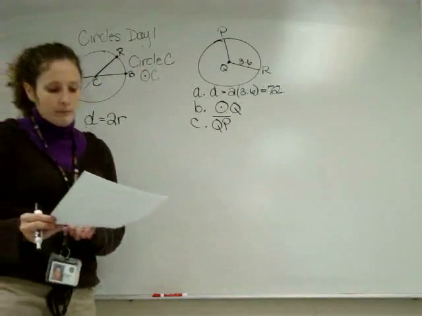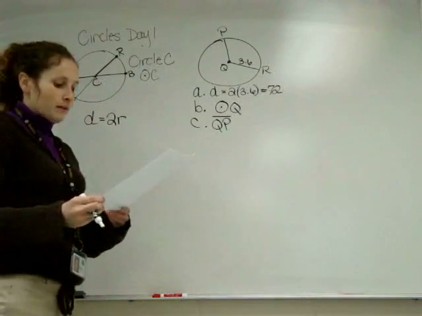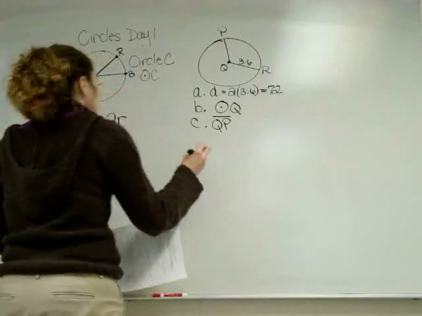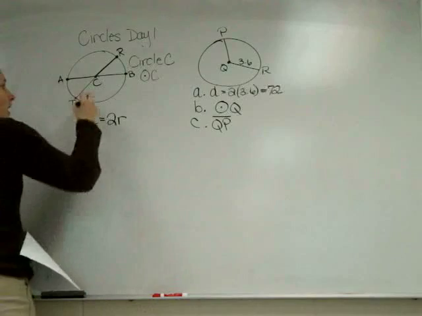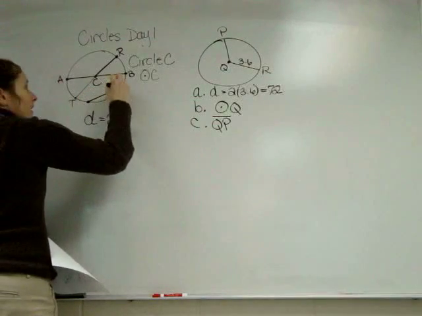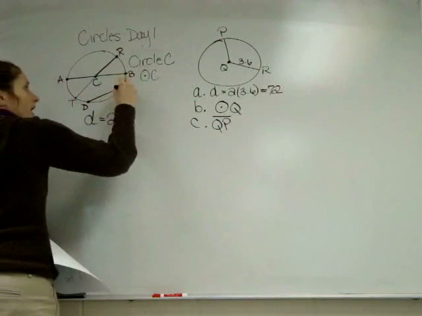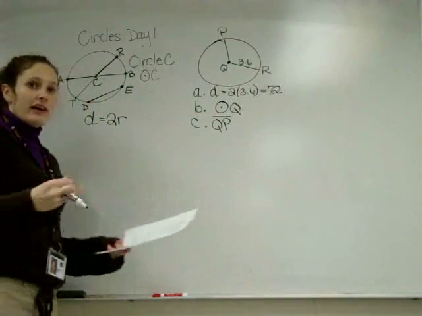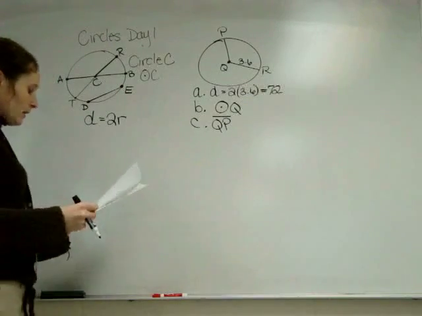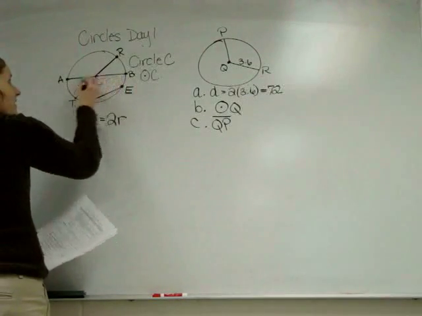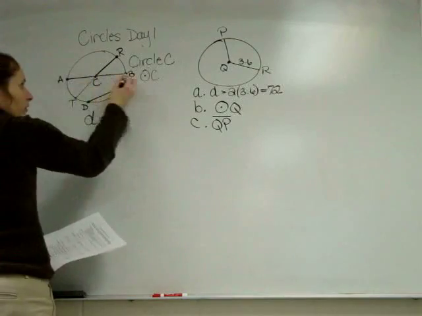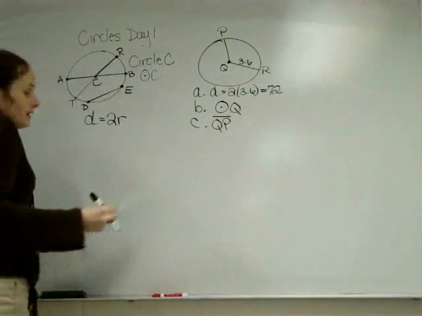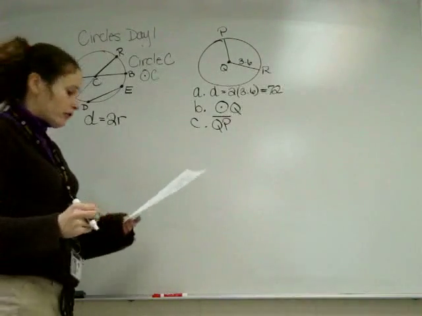Next vocabulary word. A chord is a segment with both endpoints on the circle. Okay, so a chord, let's go back to our original diagram here. I'm going to draw in chord DE. It's a segment. It has both endpoints on the circle. Okay, it doesn't have to go through the center. It just has to have both endpoints on the circle. Okay? You can see, because the diameter has both endpoints on the circle, that a diameter is a special type of chord.